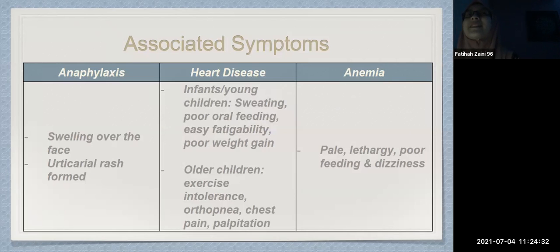and for the heart disease and the other systemic diseases that we could also include, if the patient might present with acute breathlessness is having heart disease, in which for infants or young children that might be suspected to have heart disease, they usually have symptoms of poor oral feeding, easy fatigability, poor weight gain, while for the older children, they usually have exercise intolerance, orthopnea, chest pain, and palpitation. While for anemia, it is important to ask whether the parents notice that their child is getting more pale than usual, lethargy, poor feeding, and dizziness.